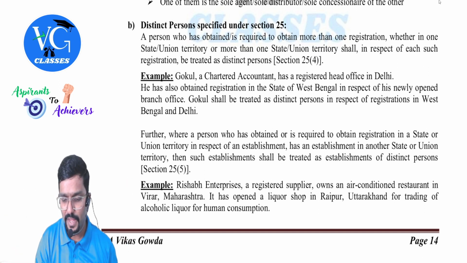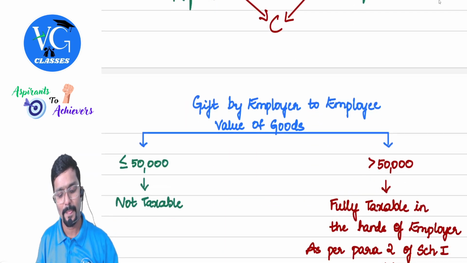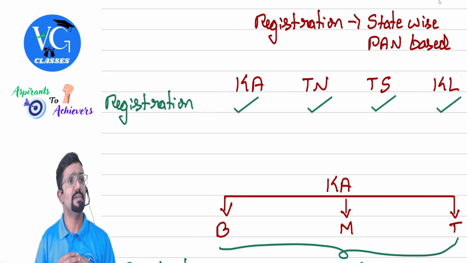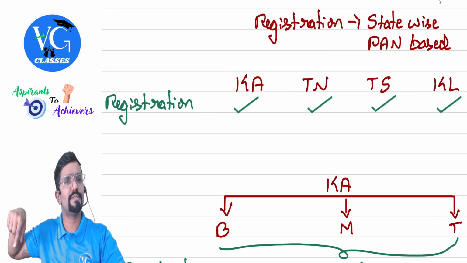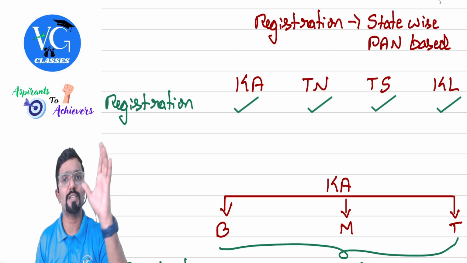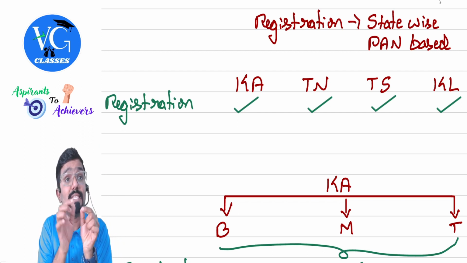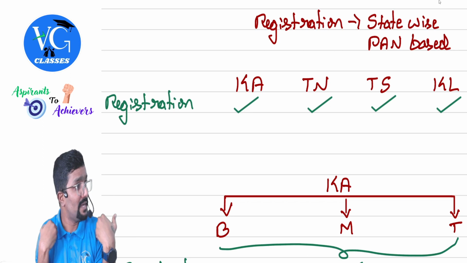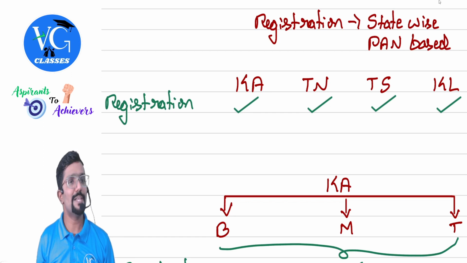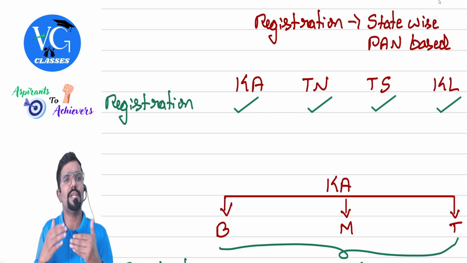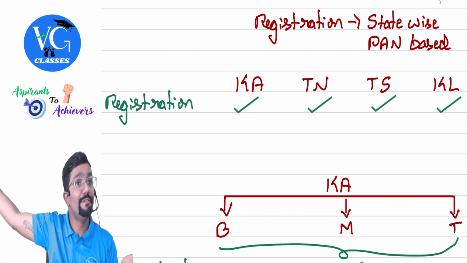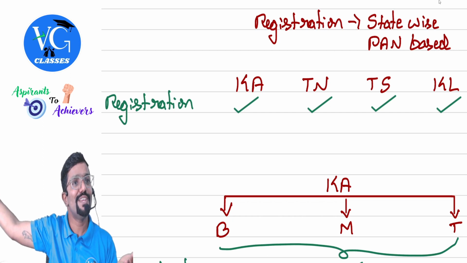Now, let me explain this with an example. I have given here: registration is state-wise but PAN-based. Assume I am taking registration in all 31 states. Now, all 31 registrations should be under my PAN. Under my PAN. Guys, observe. Now, each registration will be treated as distinct person. Even though I have taken under my PAN only, each registration is separate. That means, assume I have taken registration in all the states. Now, there is a supply of goods from my Karnataka branch to Maharashtra branch without consideration. Is it a supply? Yes.